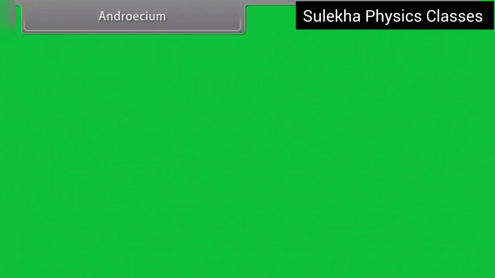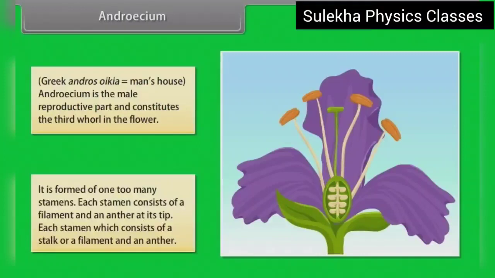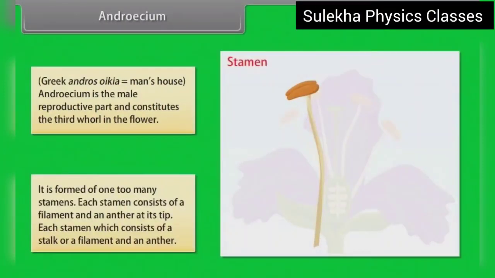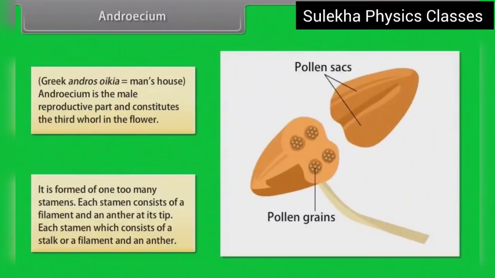Androecium. Androecium is the male reproductive part and constitutes the 3rd whorl in the flower. It is formed of 1 to many stamens. Each stamen consists of a stalk or filament and an anther at its tip.